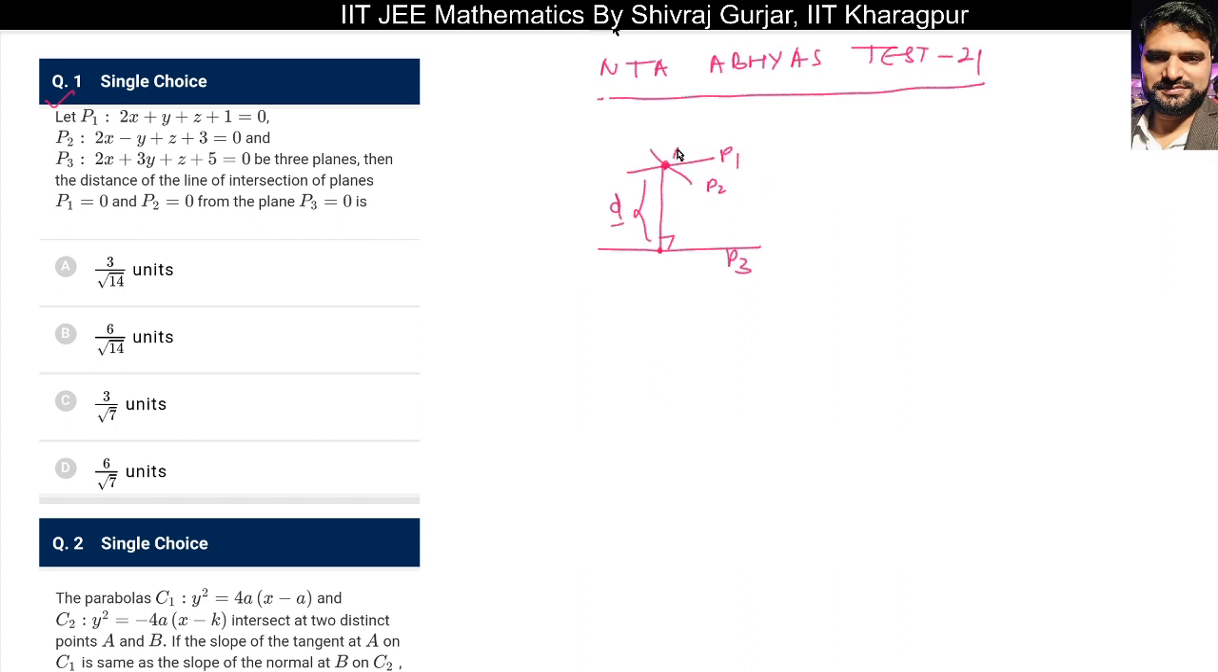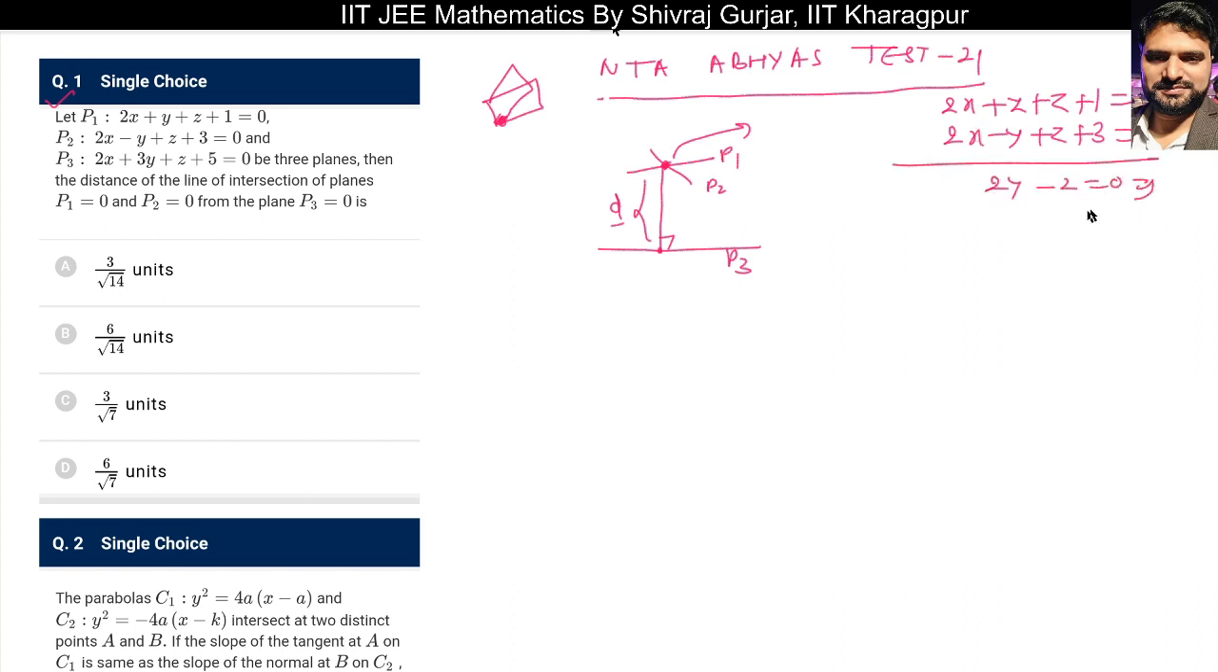Okay, so first let's get the points where these two planes intersect. It may be a line or a point. If two planes intersect, then obviously it will be a line. So let us see. 2x plus y plus z plus 1 equals 0. 2x minus y plus z plus 3 equals 0. If we subtract, we get 2y minus 2 equals 0, that gives y equals 1. So we get the equation 2x plus z, 1 plus 1 is 2, minus 2.